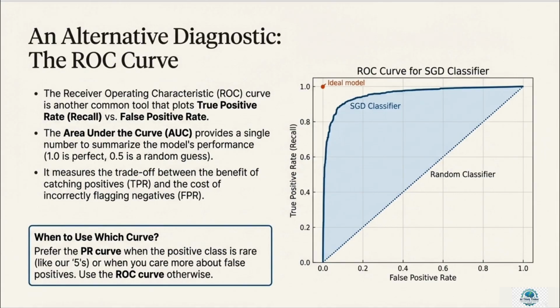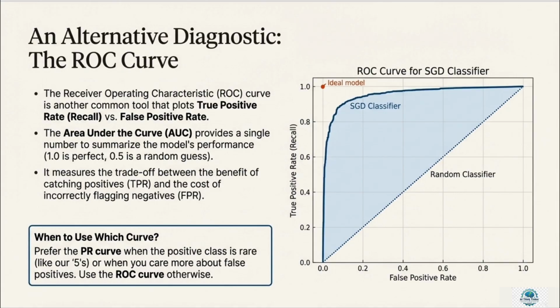The dotted line represents a purely random guess. The area under the curve, or the AUC as we call it, gives us a single score to grade the model. A perfect model has an AUC of 1, a random guess is 0.5.